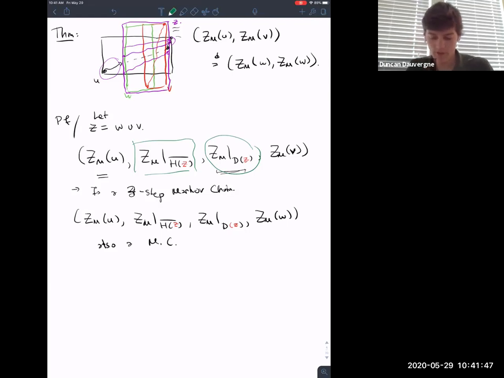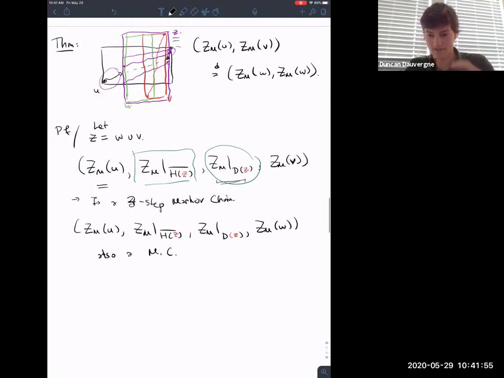Mm-hmm. Okay, it's good to spend time on this because this is really, I would say, the main idea: turning this decoupling information into short little Markov chains.